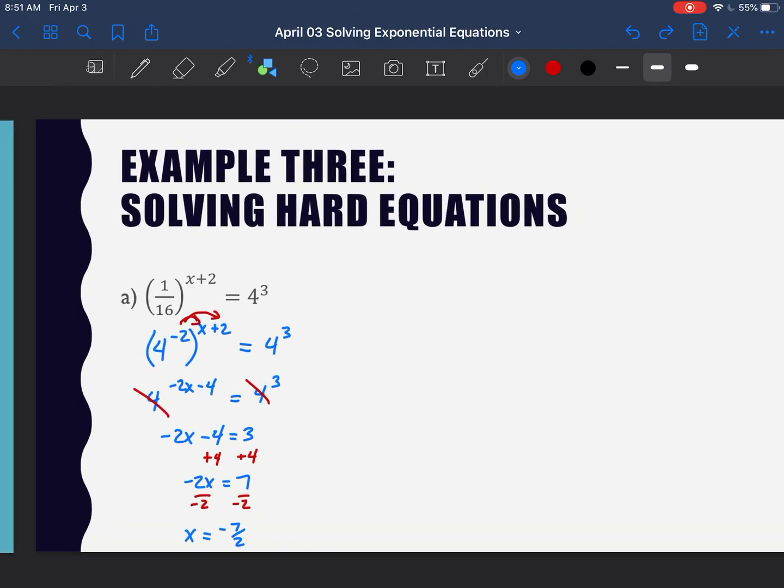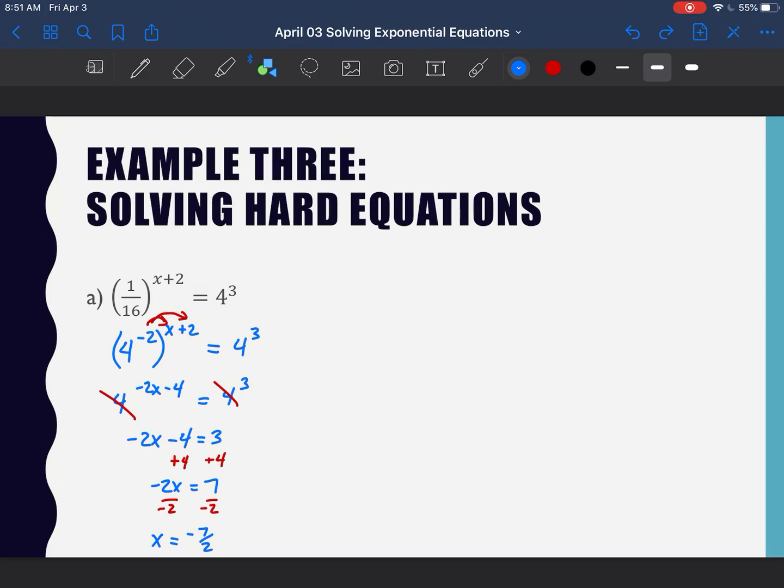So like I was saying, that's the most difficult, at least for now, where you have to use that distributive property and it's a fraction. On the next lesson, we're still going to be solving exponential equations, but you're going to have to change both sides.